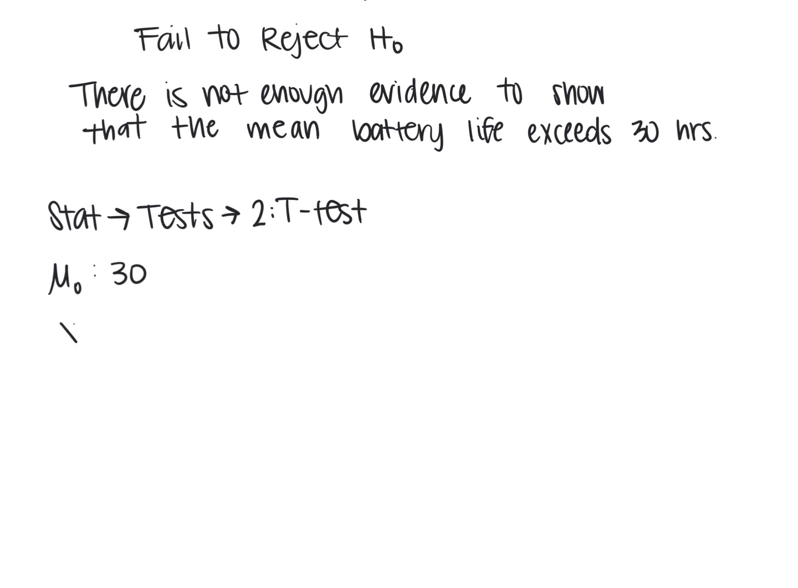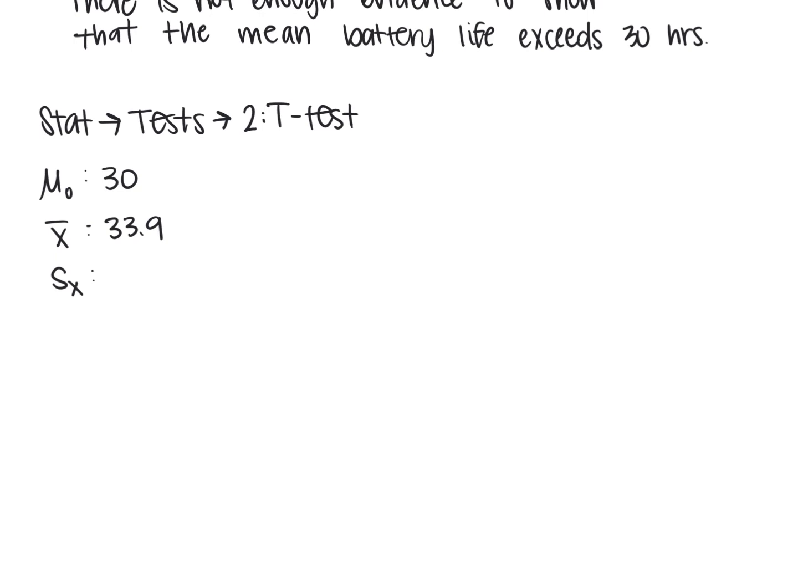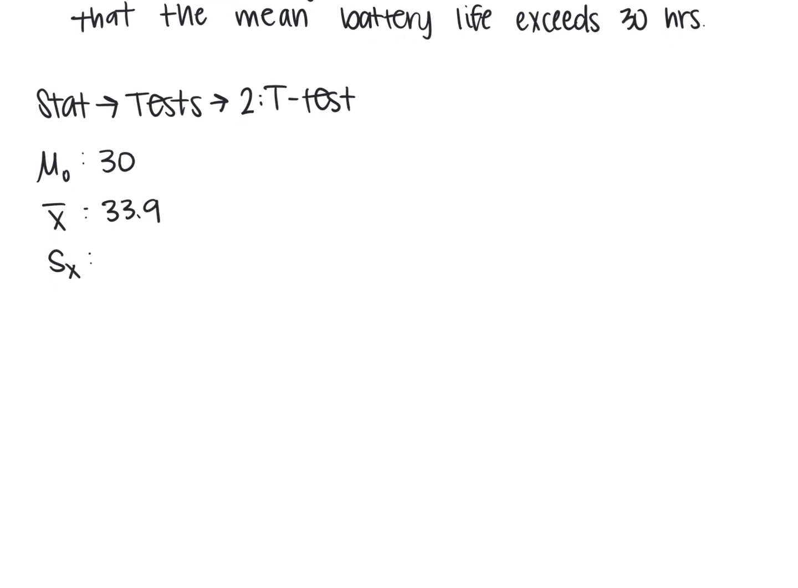Then your x bar, which is 33.9. Your sample standard deviation, which is 9.8. Your sample size n, which is 30, and then you choose your alternative hypothesis, which in this case is greater than mu naught. And then you hit calculate.